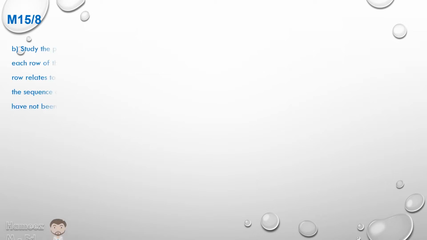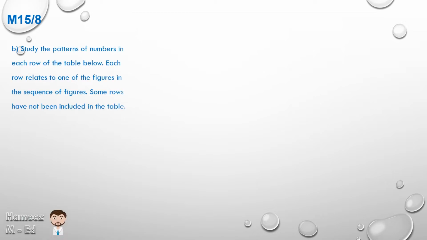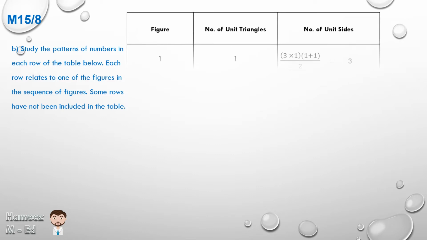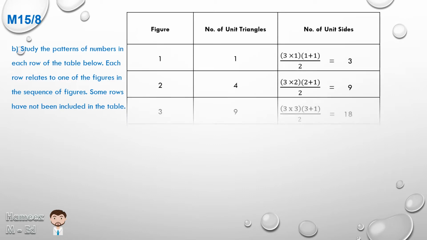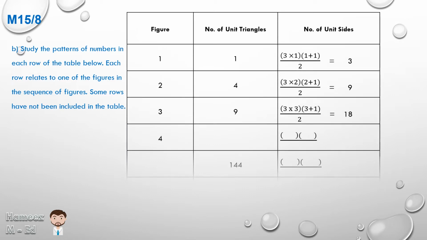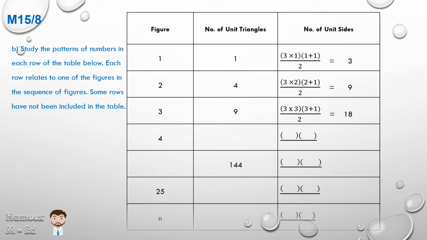May 2015, number 8B. Study the patterns of numbers in each row of the table below. Each row relates to one of the figures in the sequence of figures. Some rows have not been included in the table. Complete the rows, and this is worth 8 marks. So you should pause the video at this point in time and attempt the question.